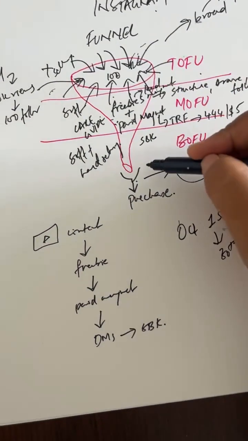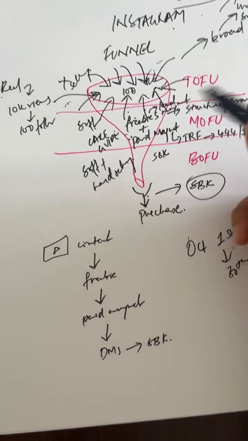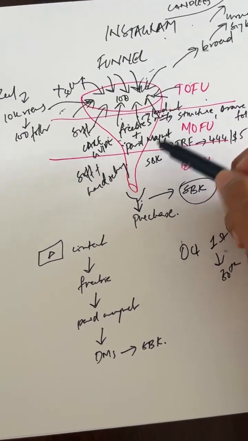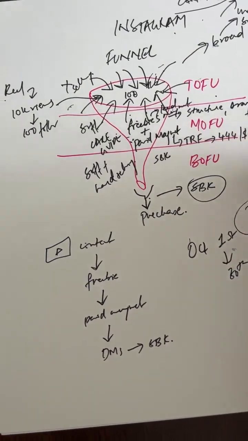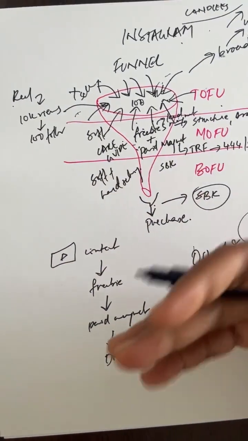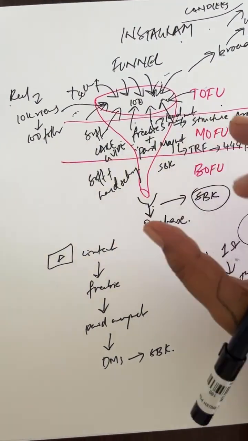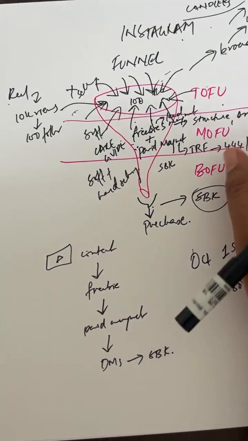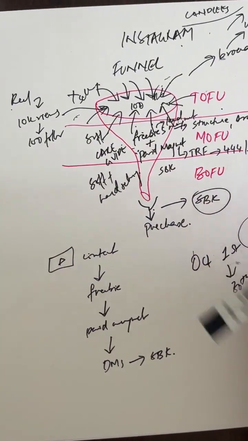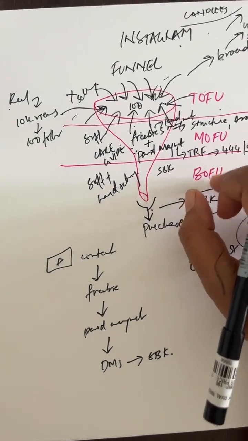And then the BOFU content, bottom of the funnel content, in the case of a candle maker, can be a festive collection. So Diwali is coming up, Navratri is coming up, Christmas is coming up. So let's say you made a bundle or a collection of candles that can be gifted to your loved ones during the festive season. So that becomes your BOFU content.